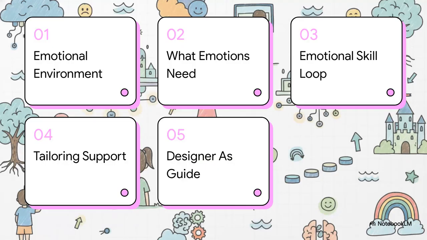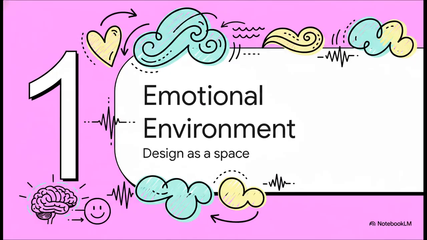Okay, so here's our roadmap for today. We're going to cover 1, the emotional environment, 2, what emotions need, 3, the emotional skill loop, 4, tailoring emotional support, and finally, section 5, the designer as guide. Let's dive right in. All right, part 1, the emotional environment.